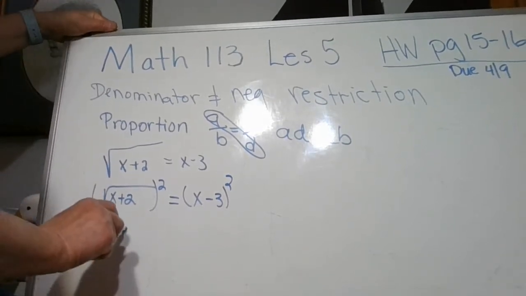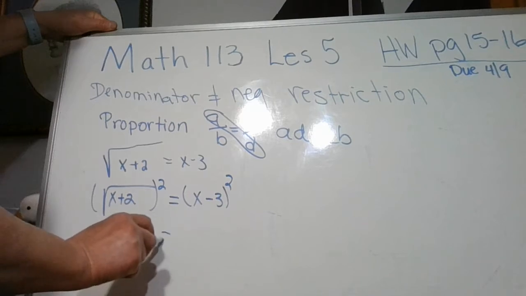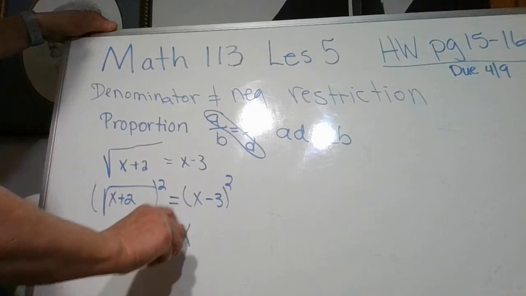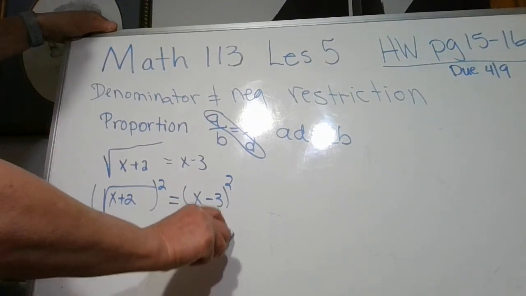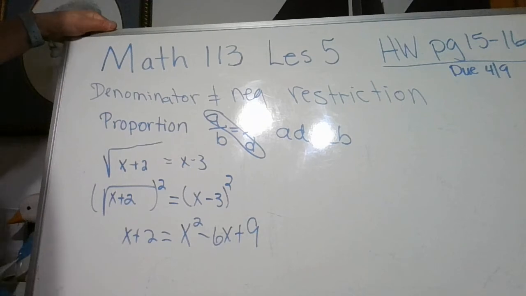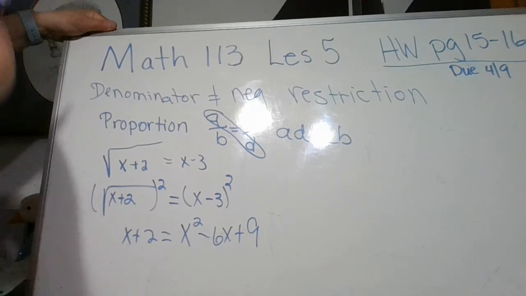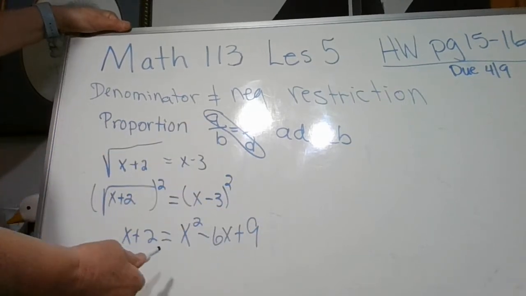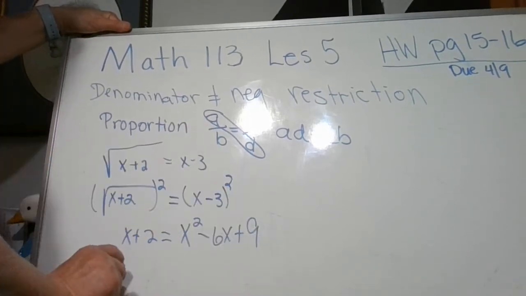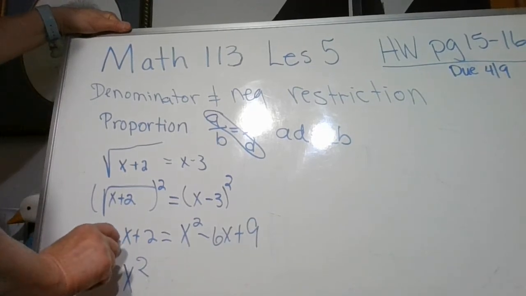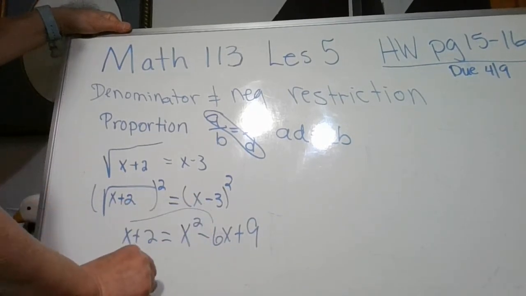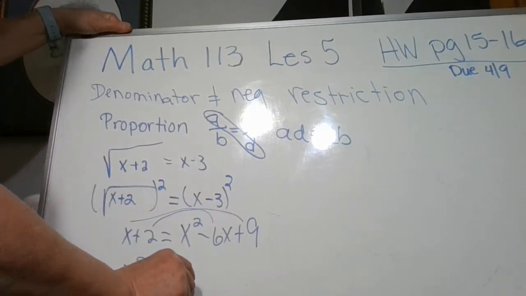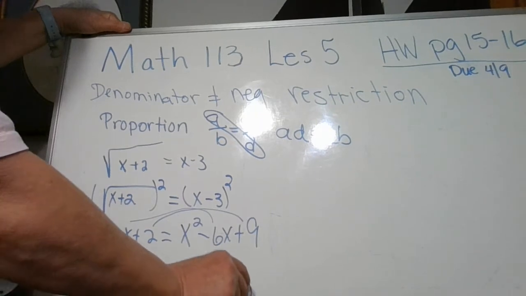So when I do this, I'm going to have x plus 2 is equal to, and I square that, foiling it, x minus 3 times x minus 3 is going to be x squared minus 6x plus 9. Excuse me. So now I'm going to move everything over so that I'll have it equal to 0. So I'm going to move everything over to that side. x squared, and I'm going to be subtracting x over here, so I'm going to have a negative 7x. Then I'm going to move that 2 over there, and I'm going to have a plus 7 equals 0.